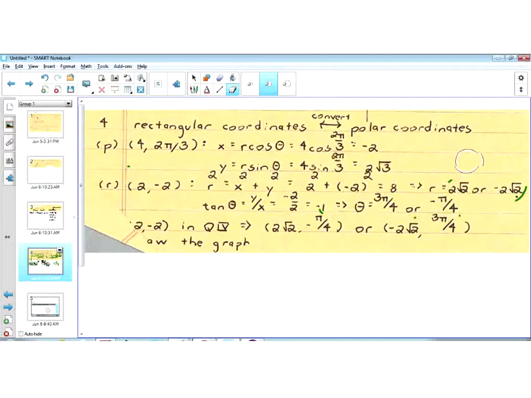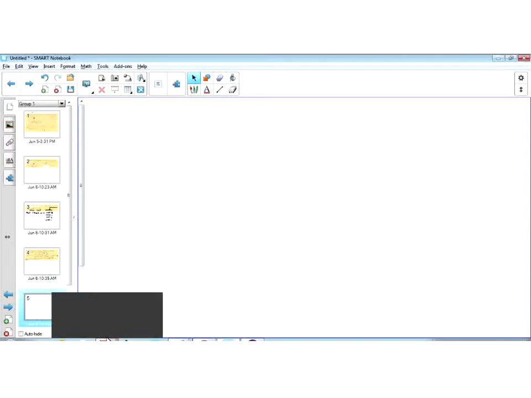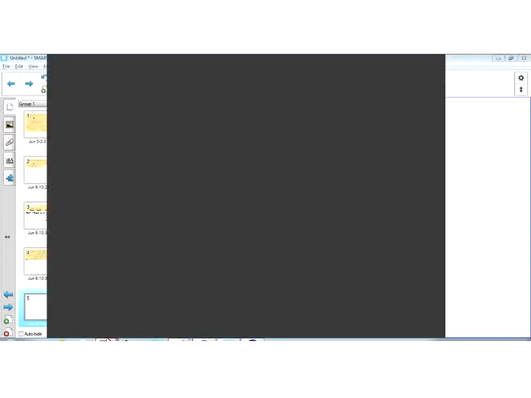All right, so let's go on to topic 5. Let me pull up the note for topic 5. Now that we can convert rectangular points to polar points and polar points to rectangular points, we can do the same things with equations. We can convert a rectangular equation into a polar equation, or a polar equation into a rectangular equation. So let me show you how that's done.